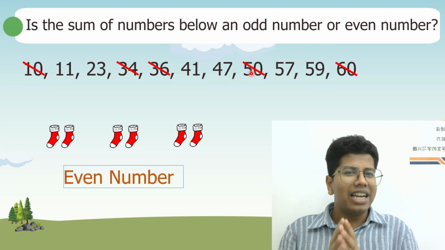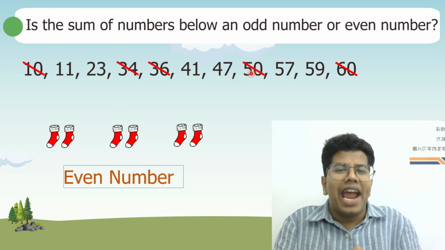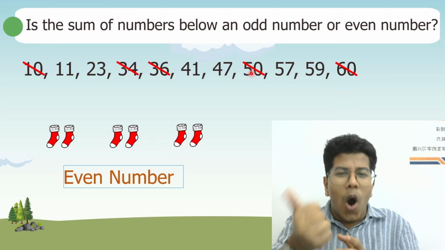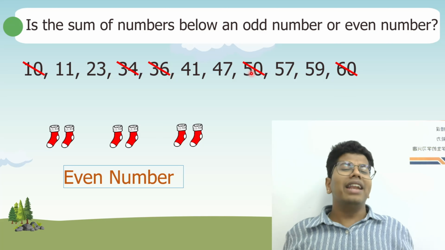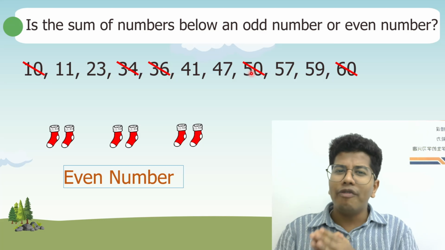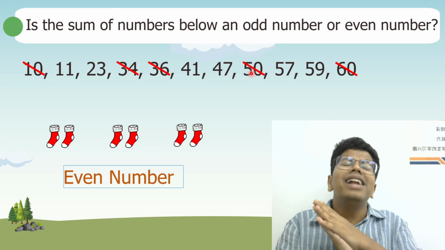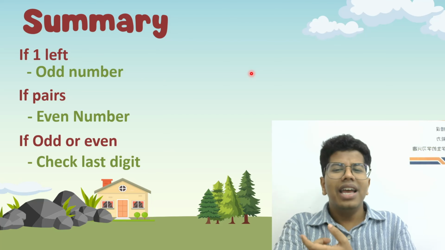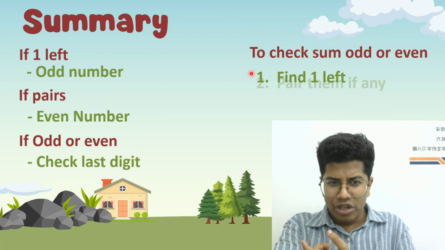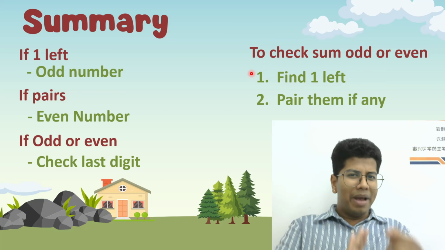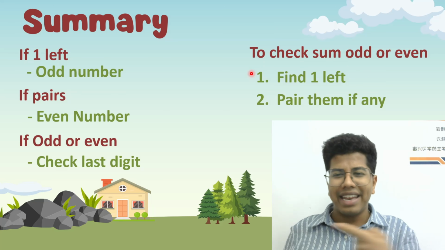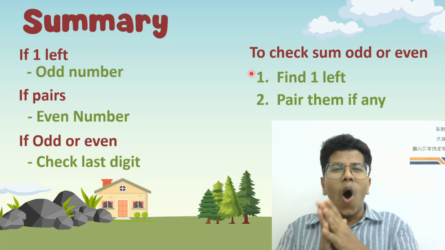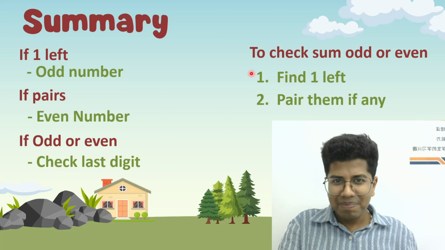So here what we can understand is, if I want to check if the sum of numbers is an odd number or even number, then we just have to find out how many one lefts there are, and at the end just try to pair them if any. So here is the summary list for the question. Now you can take your pencil, pause the video and write the summary for odd and even number.